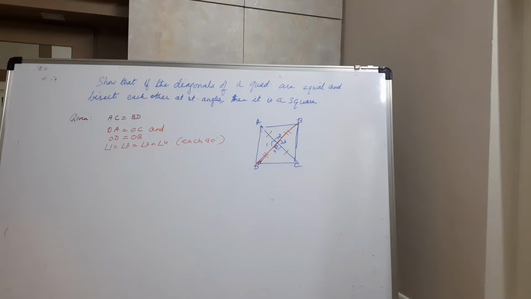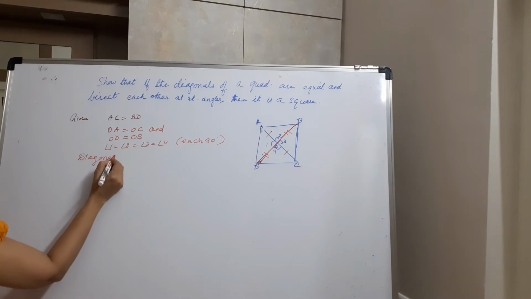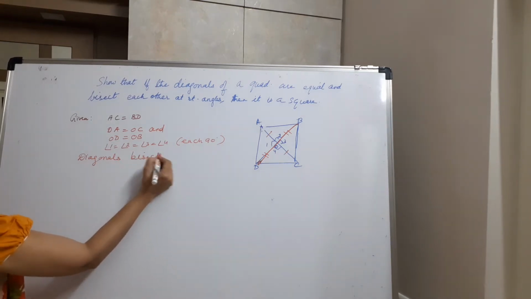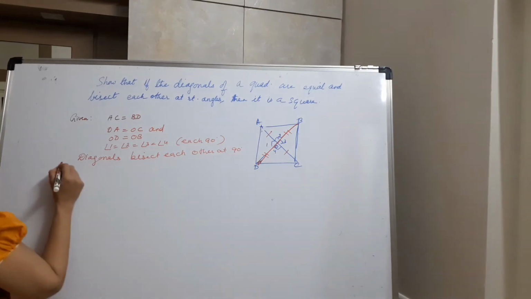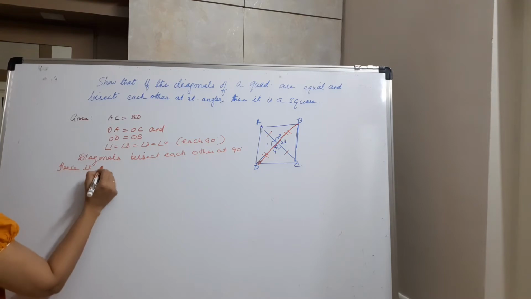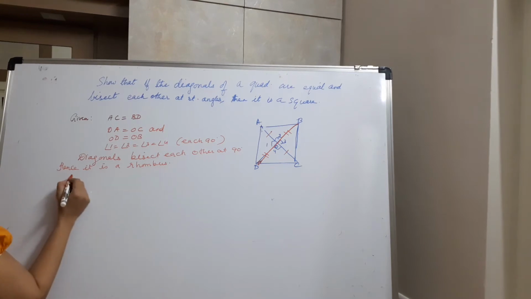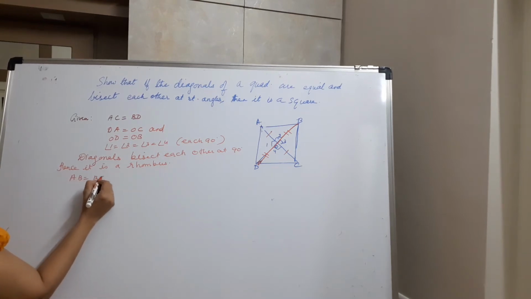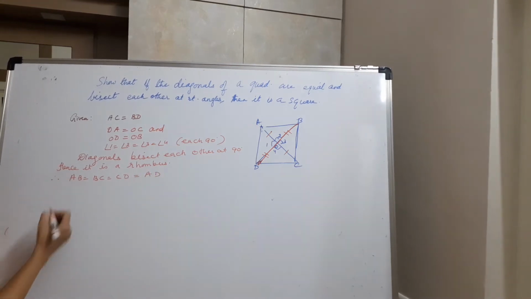In a special case of a quadrilateral also, because here it is written quadrilateral. That special case is the rhombus. Diagonals bisect each other at 90 degrees, hence it is a rhombus. And in a rhombus all the sides are equal: AB is equal to BC is equal to CD is equal to AD. Therefore, all four sides are equal in a rhombus.